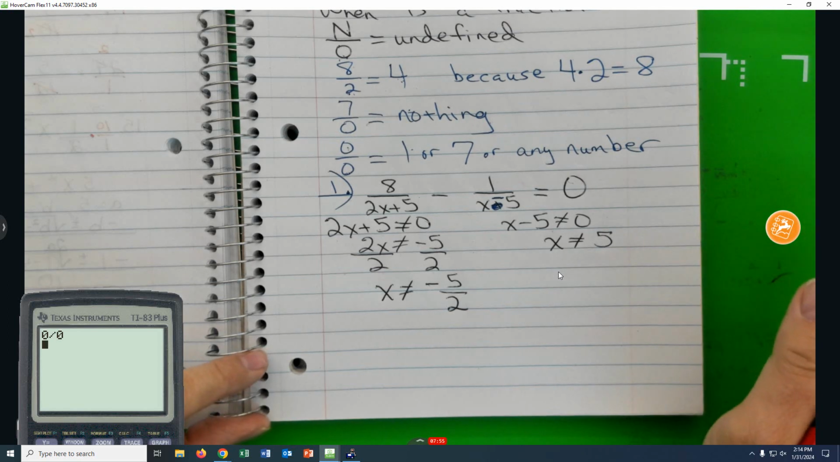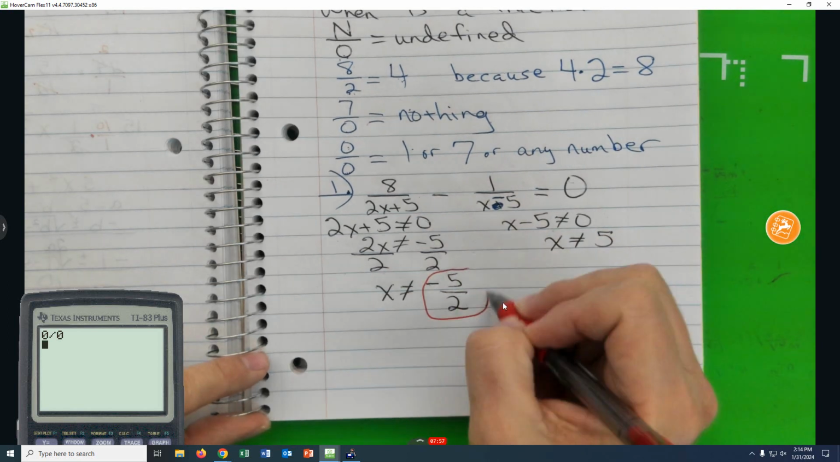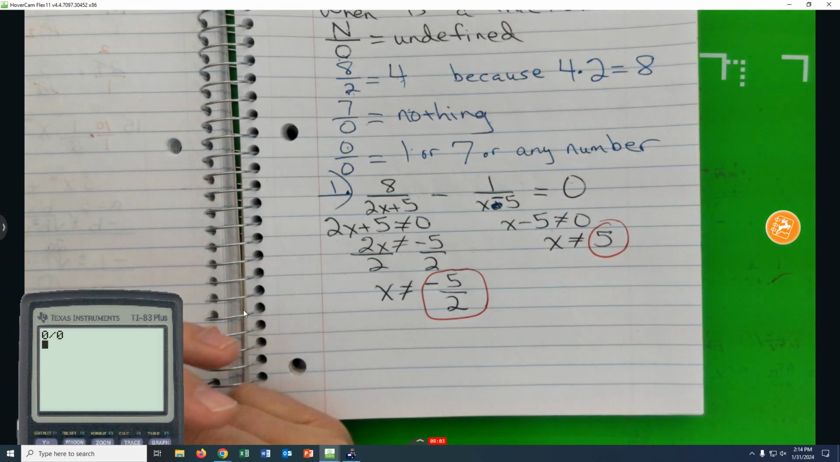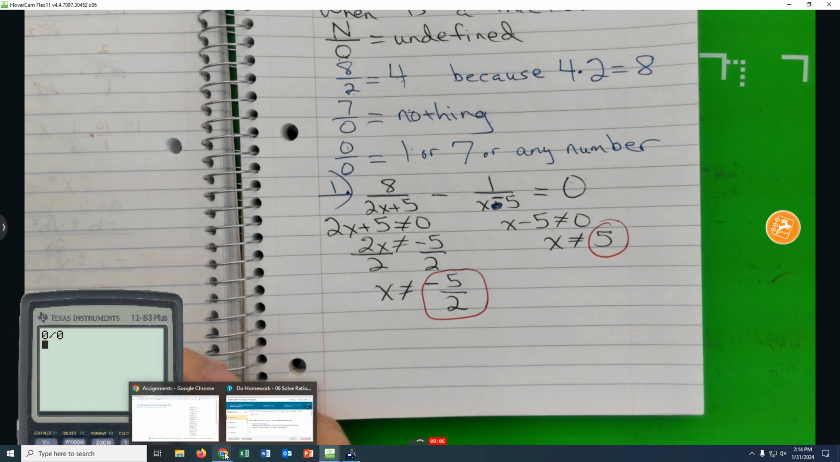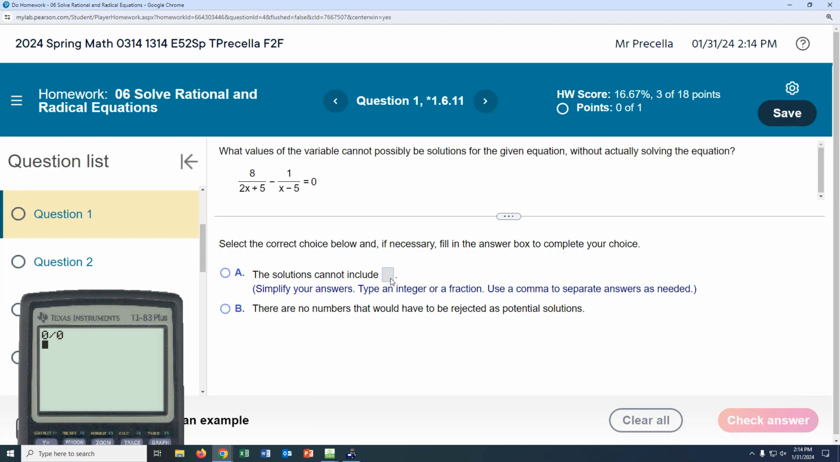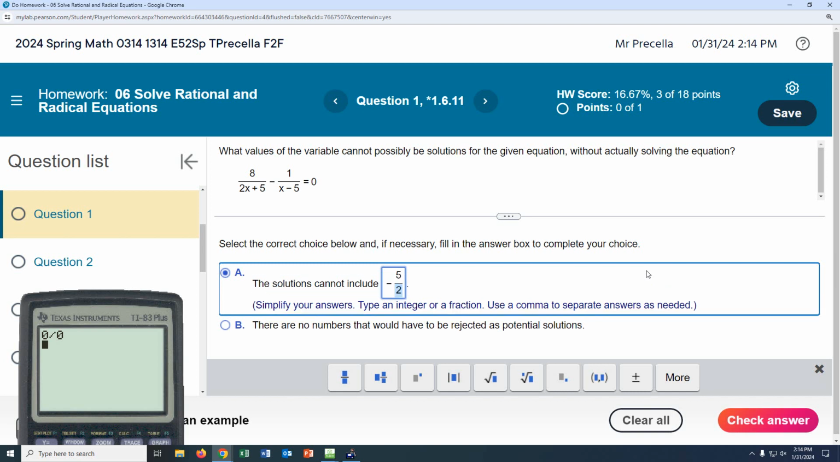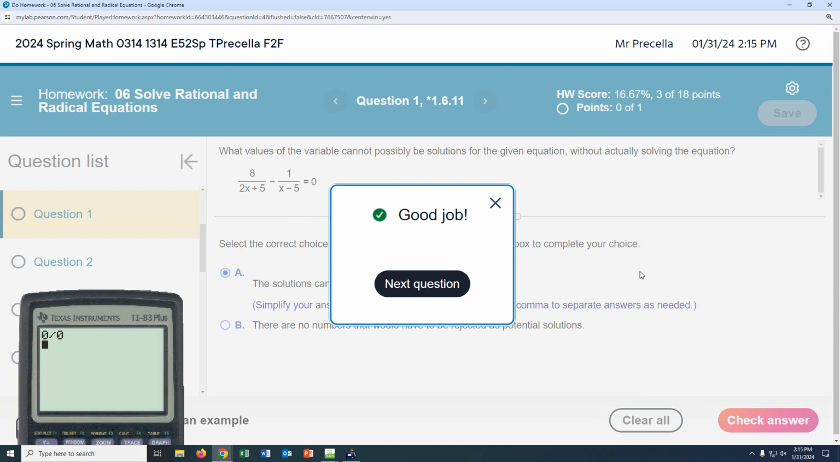So there are the two numbers that you cannot possibly have as solutions. We don't know what the solutions are, but we know that they're not going to be negative 5 halves, and it's not going to be a positive 5. They could have worded the instructions to say, when are these fractions undefined? Maybe that would have been better. But negative 5 over 2, comma 5. What did I do wrong? Yeah, that comma 5 shouldn't be in the denominator. I'll hit right arrow, comma 5. Check it.